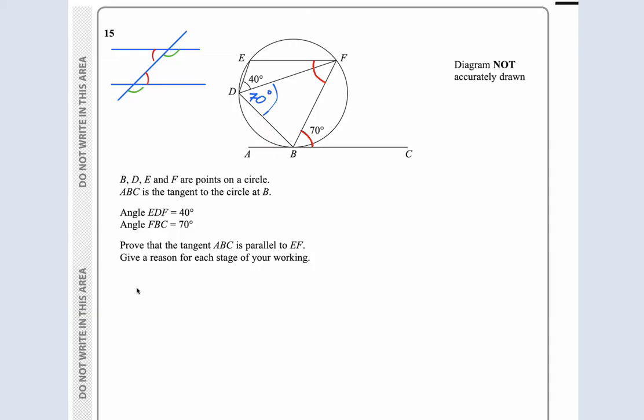So I'm going to say angle BDF equals 70 degrees because alternate segment theorem. Fine.